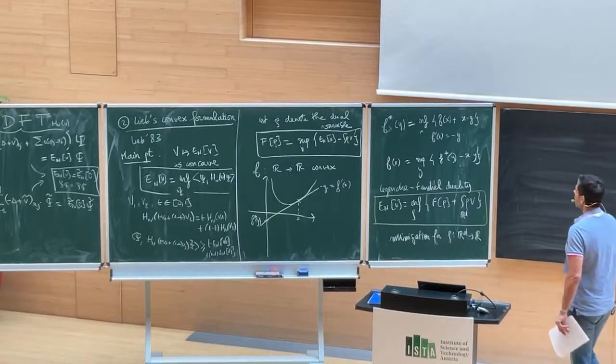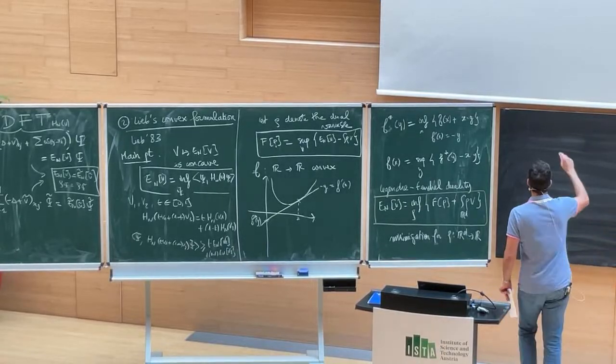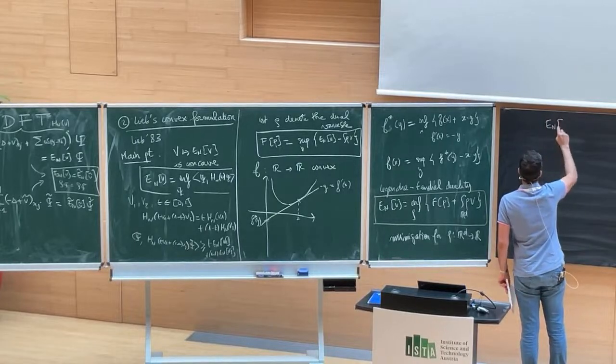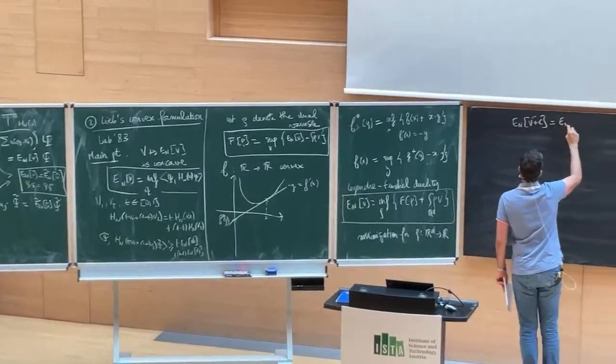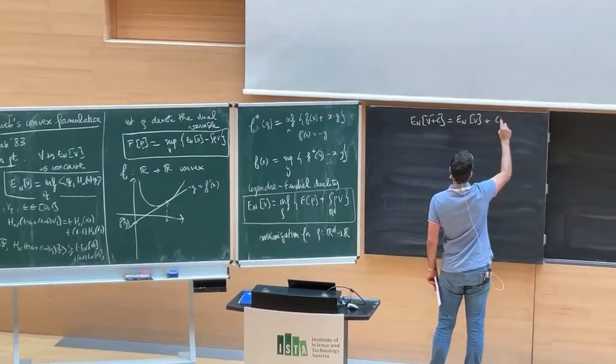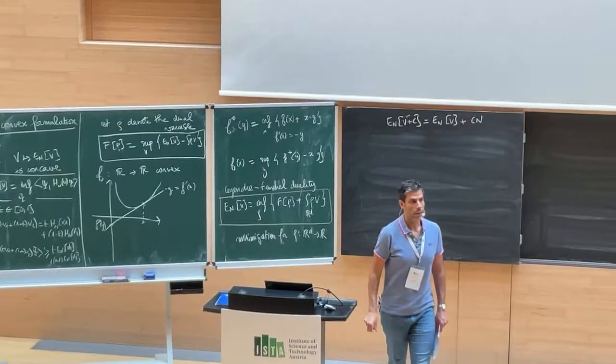But, so there are things we can see easily. So first, let me remind you that E_N of V plus C is equal to E_N of V plus C times N. Yes?